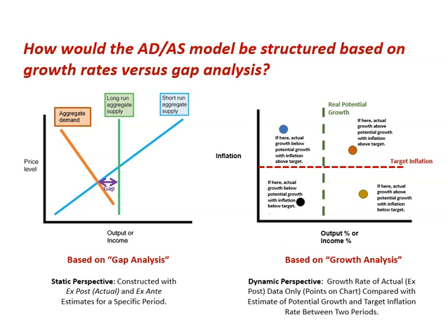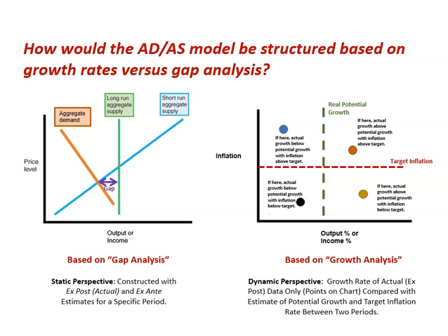Zone A, where actual inflation is above the inflation target, but output growth is below the pace of real potential output. Zone B, where actual inflation is above the inflation target, and output growth is above the pace of real potential output. Zone C, where actual inflation is below the inflation target, and output growth is below the pace of real potential output. And Zone D, where actual inflation is below the inflation target, but output growth is above the pace of real potential output.